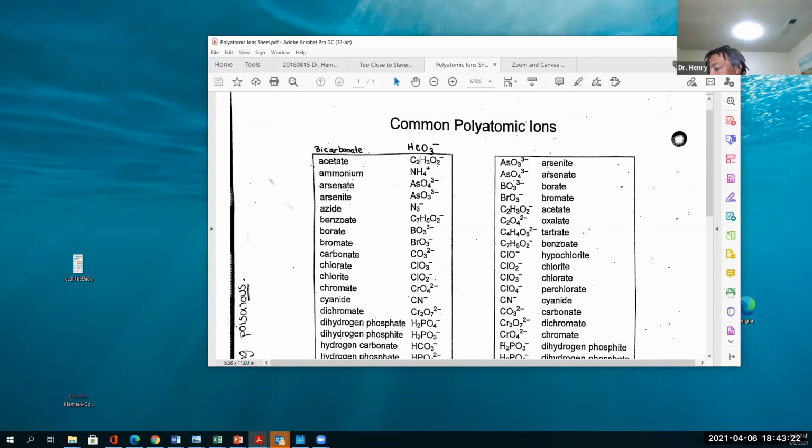So I'm going to talk a little about them to help you understand how they're organized and how to remember their names, and then we're going to start using them in ionic compounds. Okay, I'm going to go to the whiteboard.